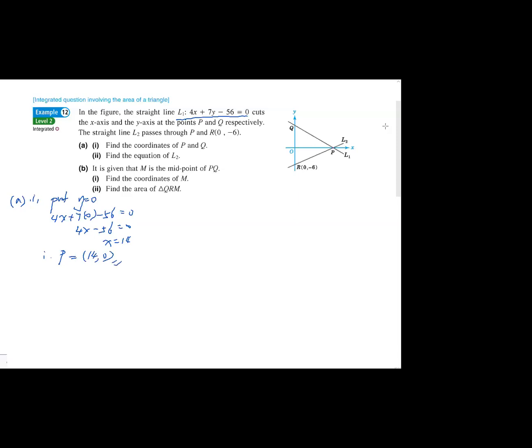And then point Q is the y-intercept of L1. For every y-intercept, we need to put x equals 0 into the equation. So that is 4 times 0 plus 7y minus 56 equals 0. Okay, and then 7y minus 56 is equal to 0, and we'll find that y is equal to 8. Okay, and therefore, the coordinates of point Q will be 0 and 8. X is 0 and y is 8.